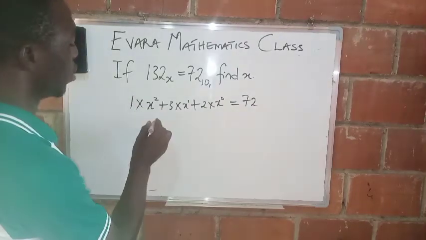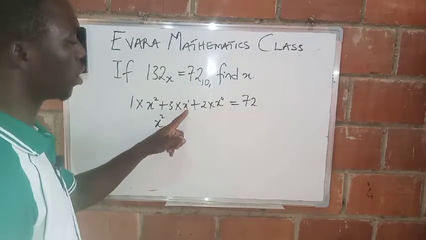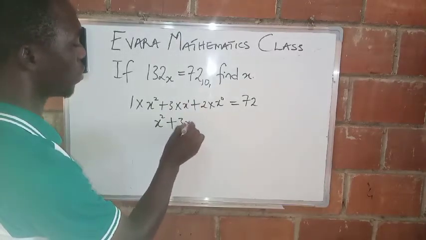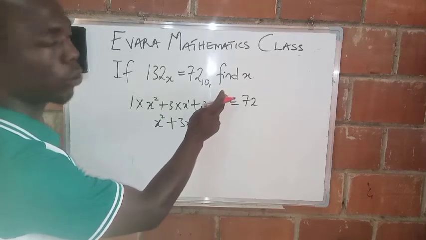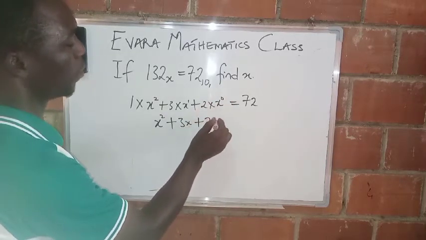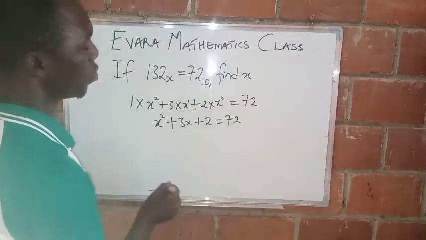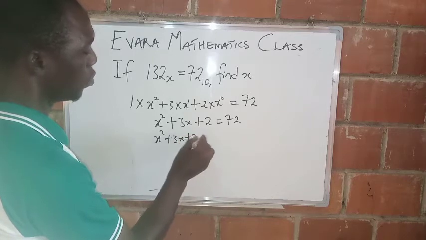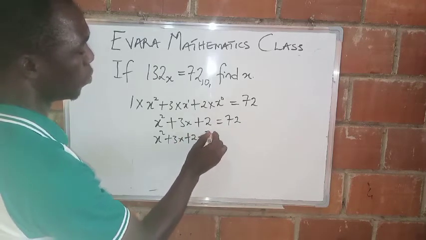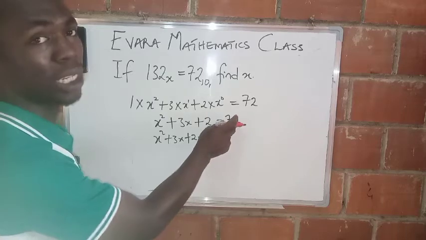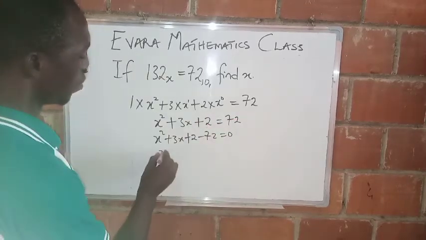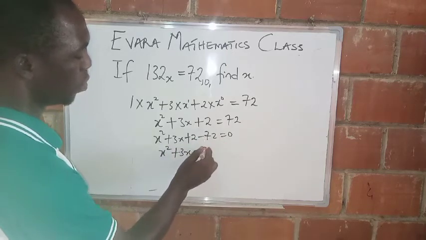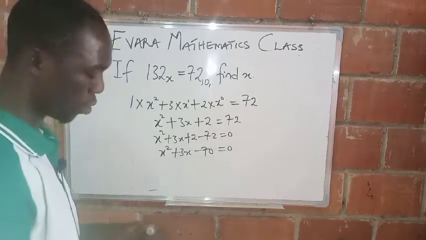Now 1 times x squared is x squared. X to the power 1 means x. If you multiply it by 3, you have 3x. X to the power of 0 is 1. If you multiply by 2, you have 2, equals 72. Then you have x squared plus 3x plus 2. This 72 comes in and becomes minus 72, and then at the right hand side, nothing is left. So x squared plus 3x plus 2 minus 72 is minus 70, equals 0.